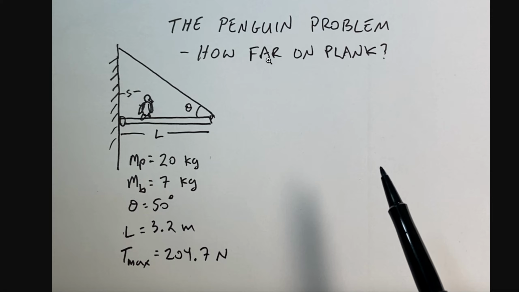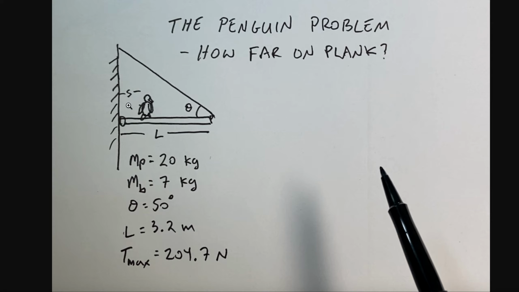Okay, let's take another look at the penguin problem. Now, I don't know that it's actually a penguin, I just call it a penguin. But the problem goes like this. There's a plank attached to a wall and supported by a string at an angle, and a penguin is on the plank. Why is a penguin on the plank? There's no way to know why that penguin's on the plank. Okay, but you need to come up with some reason for why that penguin's on the plank.